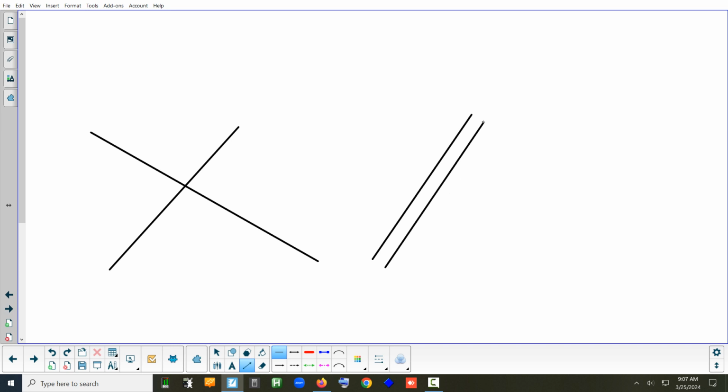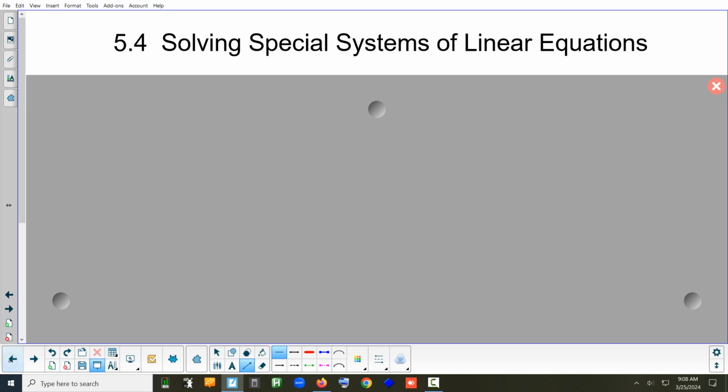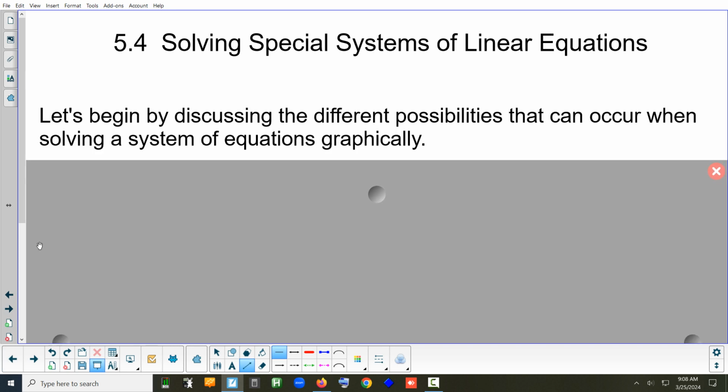In which case, where do they cross? Nowhere. They don't. So what do you think the solution would be? No solution. Yeah, that kind of problem has no solution. And then there's one other case we'll talk about when we draw lines. Okay, but there's three different cases.